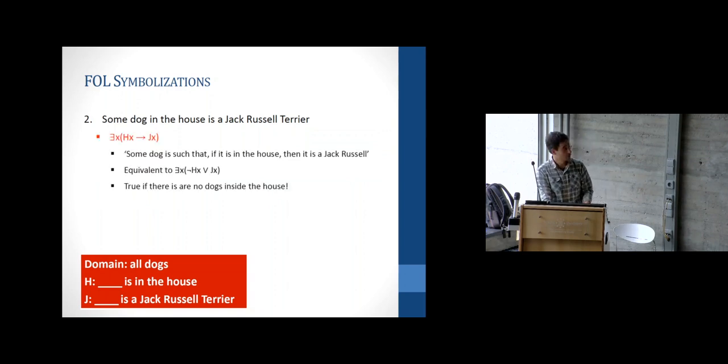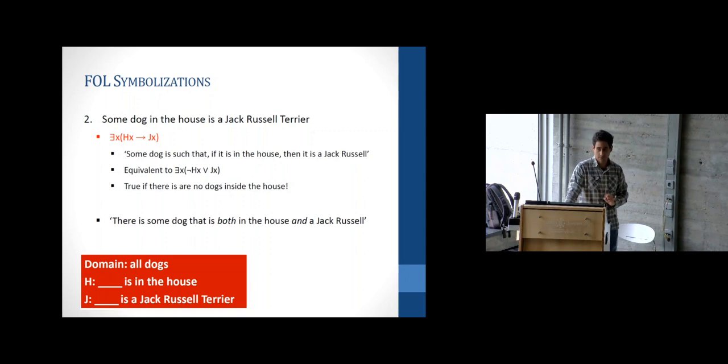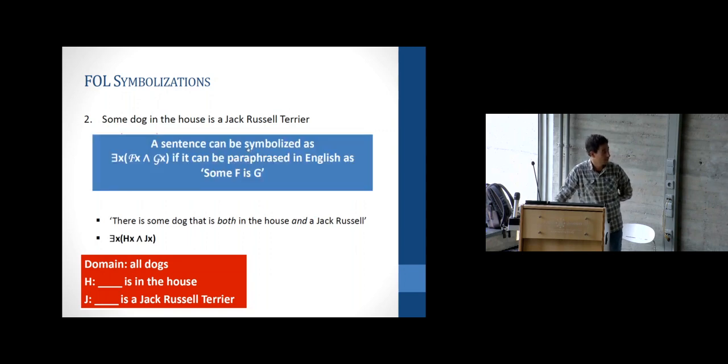Okay, so how would you do it? You actually do use a conjunction here. You say there is some dog that is both in the house and is a Jack Russell Terrier. Okay? You say there is something such that that thing is in the house and it's a Jack Russell. This implies that there is something in the house, which is kind of what we want when we say there is some dog that is a Jack Russell Terrier in the house. Okay? So the way to remember this, some F is a G is formalized as there is an x such that x is an F and x is a G.